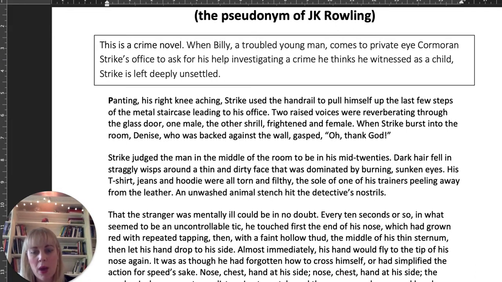Okay, so a simple way to summarise what's happening in paragraph 1 is that Strike is arriving at his office, where there are two people that he can hear within clearly shouting at each other, because we know that there are raised voices, meaning people are shouting. So we know that one is male and the other is female.